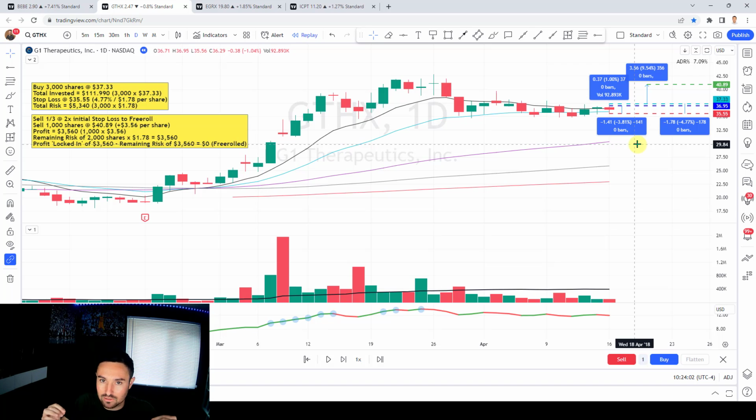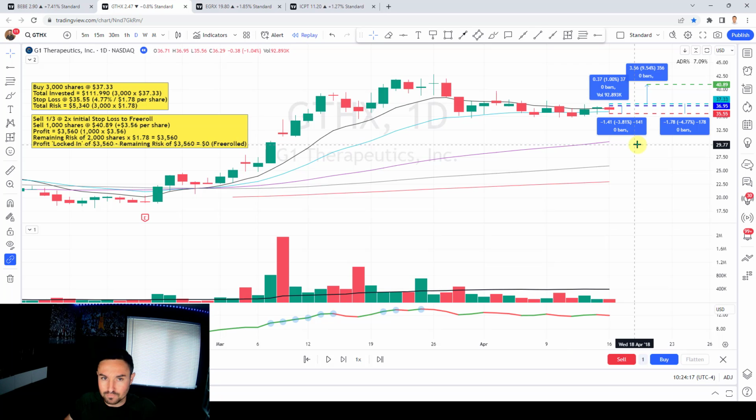So I use buy stop limit orders with stop losses attached, and then a sell limit order for part of the position to free roll. Now that's invariably a third, sometimes it will be half, kind of depends how I'm feeling. I'm a human being as well, and it depends how the trade is playing out, other things I'm seeing in the market, other brother and sister stocks, and how they are acting as well.